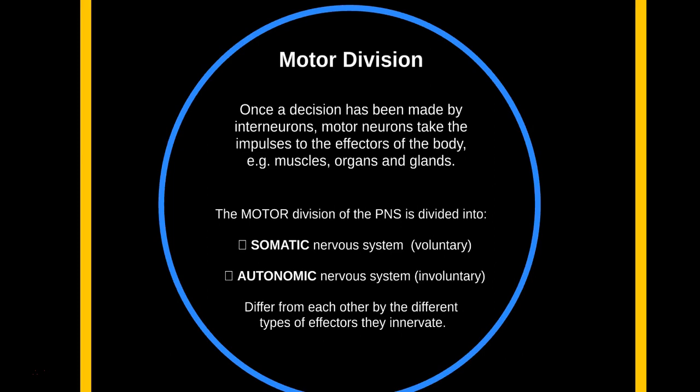So the motor division can be split into somatic and autonomic. The easiest way to think about those is autonomic is virtually automatic. It means things that happen without your conscious involvement. So we're talking about a lot of your internal processes here, like where your blood goes in your body, oxygen level monitoring, how often you breathe and your heart beats, etc. You don't consciously control that. It happens in the background, and that is the autonomic nervous system.